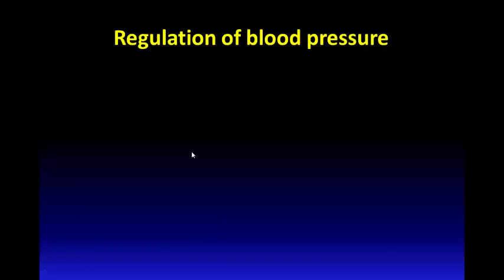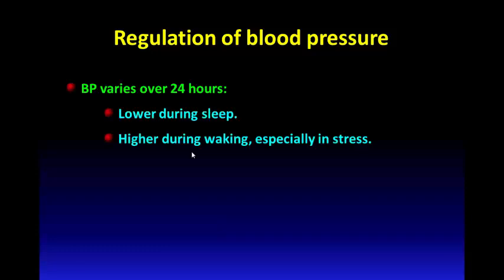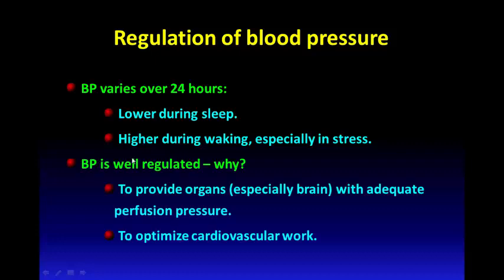Since blood pressure is a very important physiological characteristic of our body, it should be very well regulated. So now let's describe how blood pressure is regulated. Blood pressure, we mentioned that we do have physiological variations in blood pressure. We do also have variations of the blood pressure over 24 hours. It is lower during sleep, and it is higher when someone is awake, especially when he is under stress.